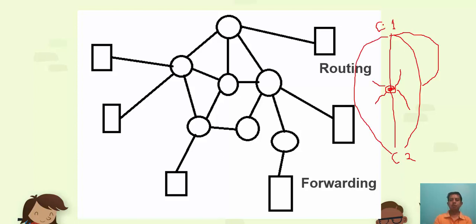Say you want to travel between these two cities, C1 and C2. These are two different cities, and there are many alternate paths available between these two cities. So this is one path, this is another path, this is another path, this is another path. Okay, now you choose a suitable path depending on your requirement. Say your main requirement is to arrive at the earliest possible time. That means you want to choose a path which takes the least amount of time, and choosing such a suitable path is known as routing.